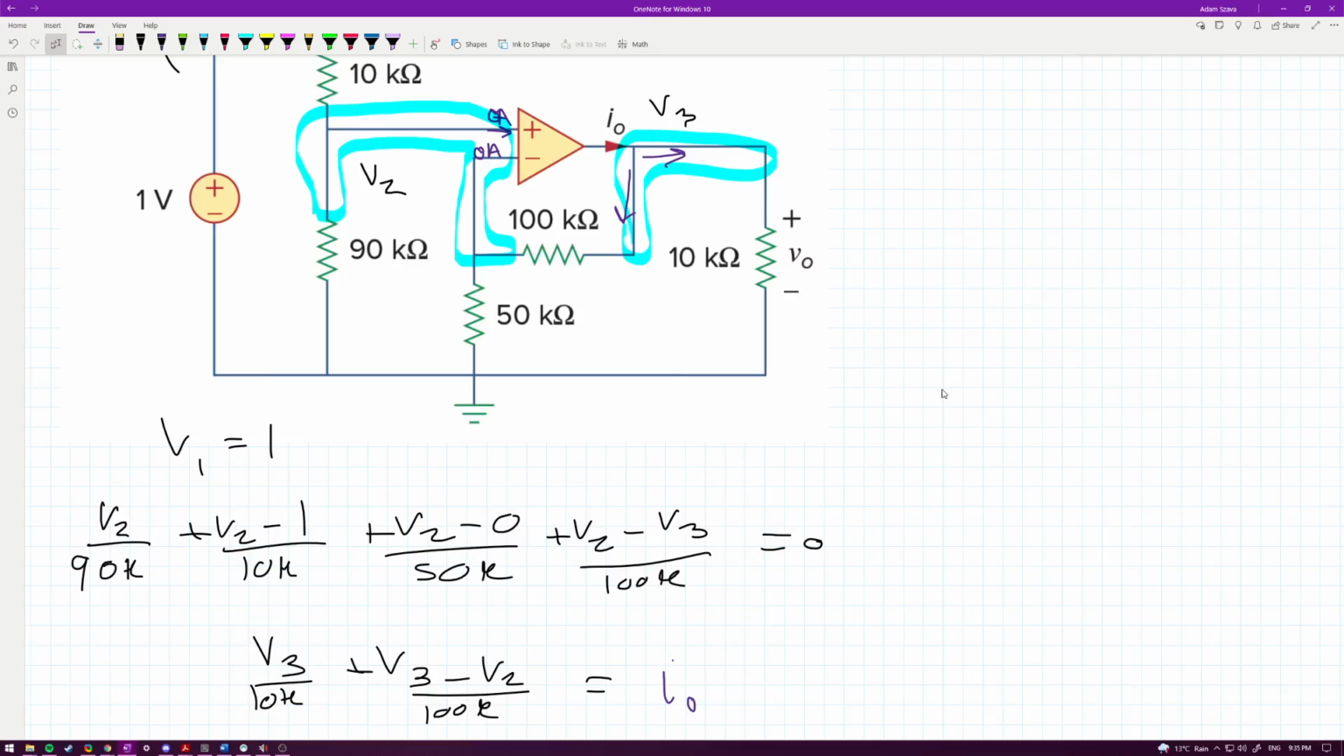Could we find a solution on something? Anybody got a solution for this one? Wait, for V3, is V3 equal to VO? Yes, V3 is equal to VO, because there's a ground on the other side. Oh, okay, alright. I can try finding it. Was this 13? This is 13.